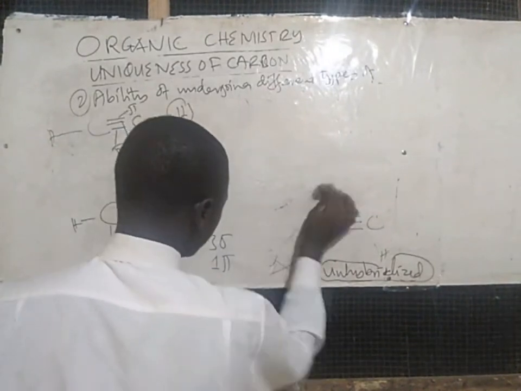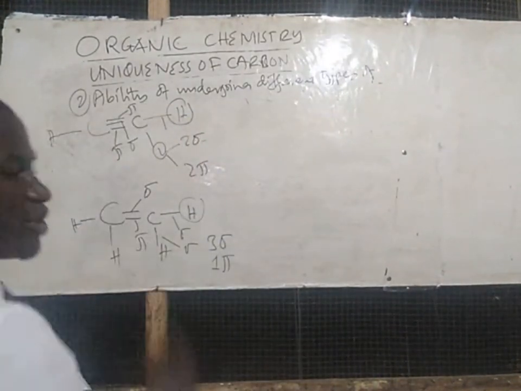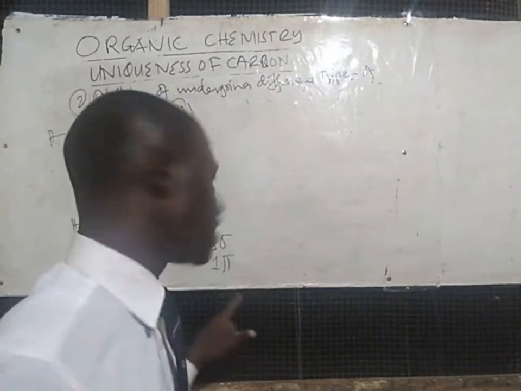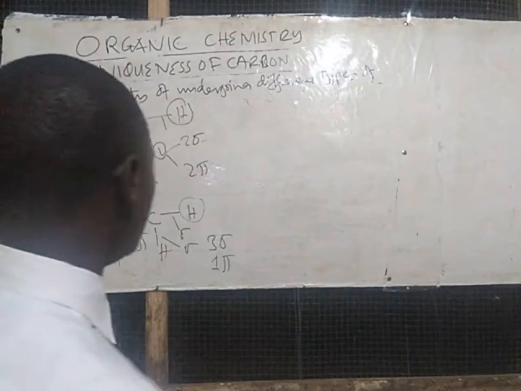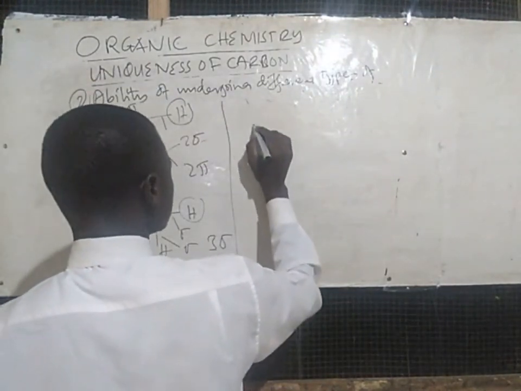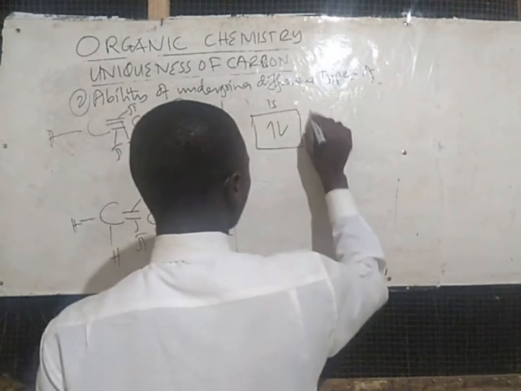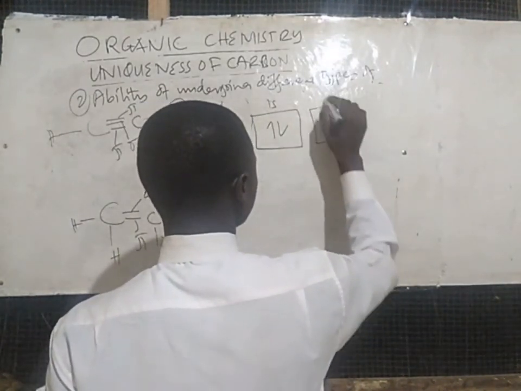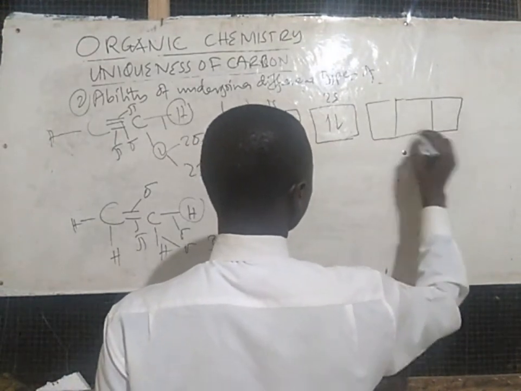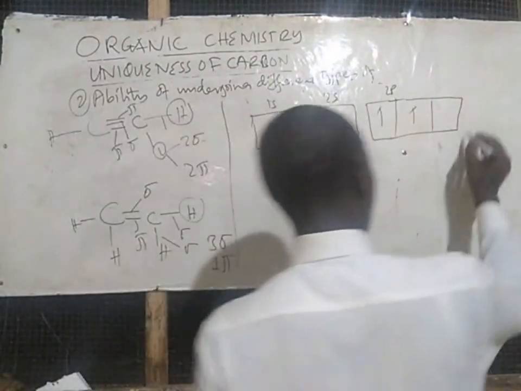How the hybridization state of carbon differs in different compounds of carbon. Now, as I have already explained here, this will require two hybridized and two unhybridized, but this will require three hybridized and one unhybridized. So let's consider our electronic configuration of carbon. We say it is 1s2, 2s2, and 2p2. Now, this is our ground state.